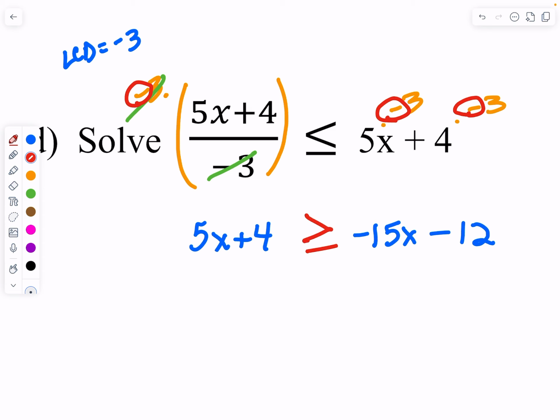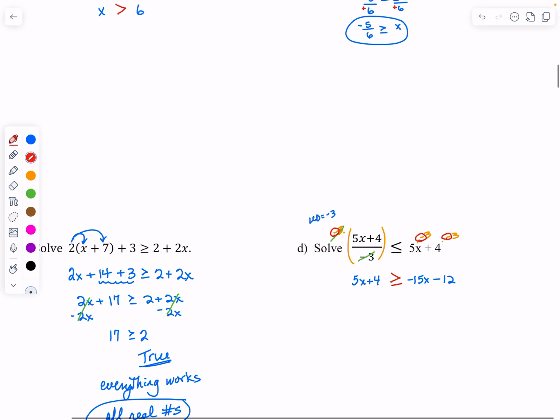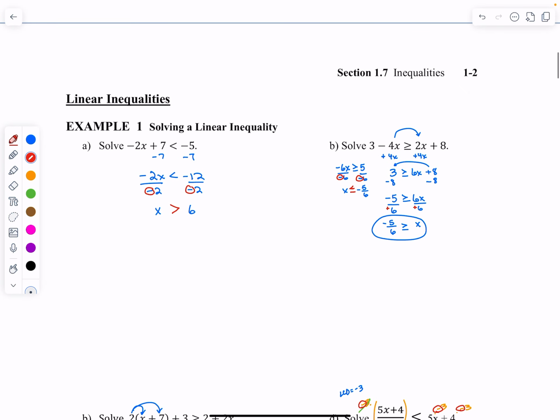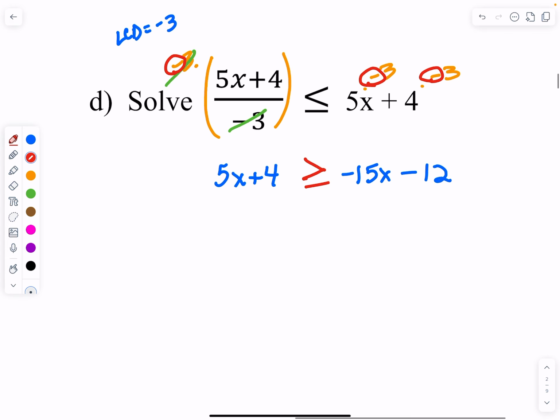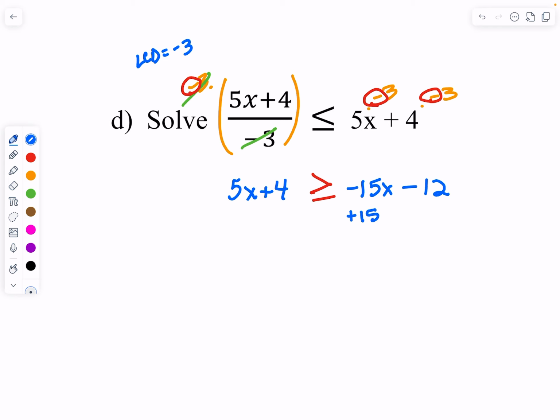Usually you flip your inequality at the end. Notice these other problems we've done. We flipped it at the very end. Well, I guess we just did one. We flip it at the end, but this one we had to flip at the beginning because we multiplied by a -1. Now I'm going to go ahead and move my 15x over to the left.